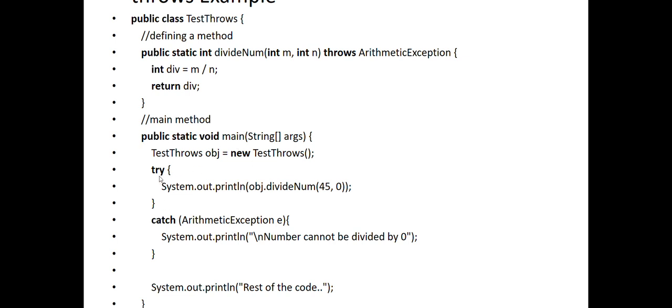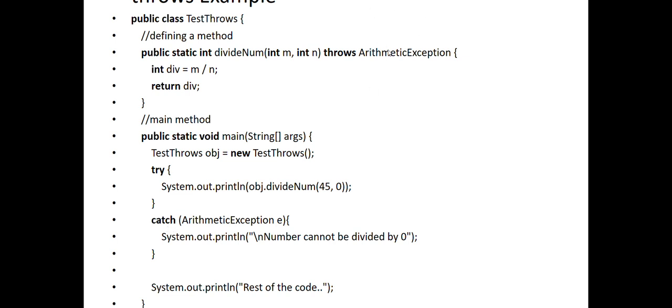Okay, so here I am applying the try catch block. Inside the try, I'm writing System.out.println, obj.divideNum. Inside the sysout I am invoking the divideNum method and giving two parameter values, because this method requires two parameters m and n. So passing the values for m and n as 45 comma 0. If the exception is present, we need to handle it inside the catch, because try catches that exception and the catch block can handle it.